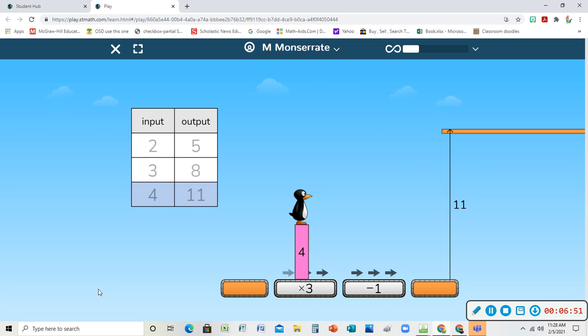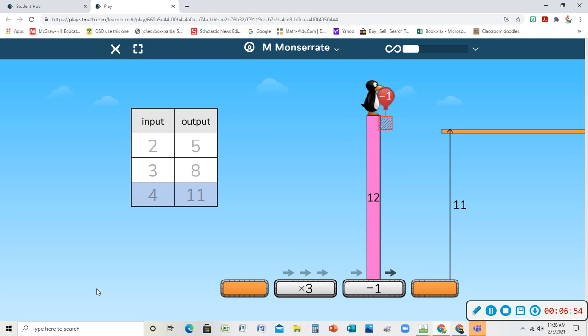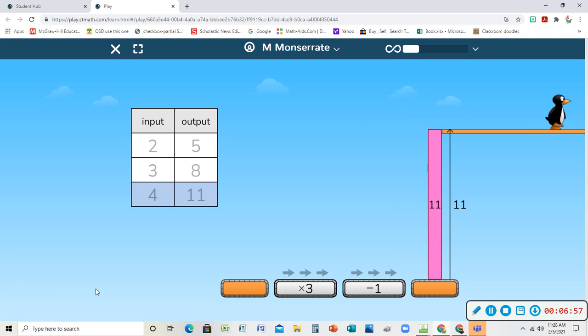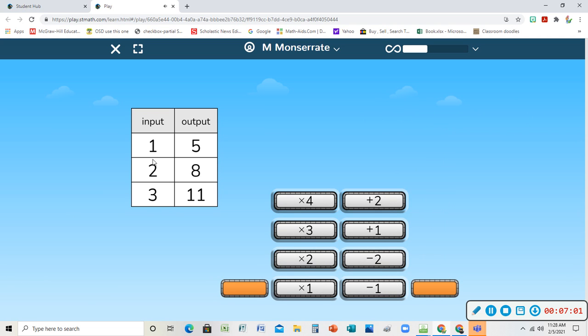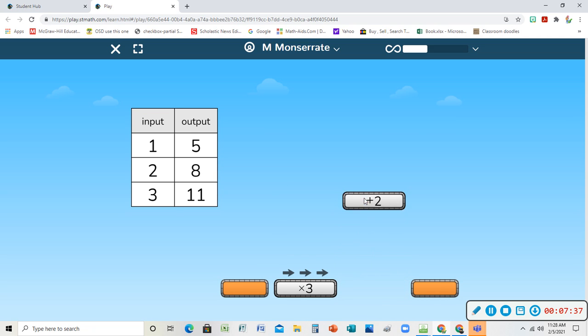All right, our next one here. Our last one. Woohoo! All right, so 1 times 1 plus 4, but right, that's not an option. So 1 times 2 is 2 plus 3. I don't have that option either, so that's not going to work. So I know that it's not times 1, it's not times 2. How about times 3? 1 times 3 plus 2, that works, right? 1 times 3 plus 2 is 5. Let's see. 3 times 2 is 6 plus 2 is 8. And let's see. 3 times 3 is 9 plus 2 is 11. So that's my pattern. Times 3 plus 2.